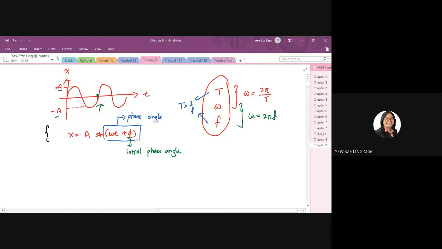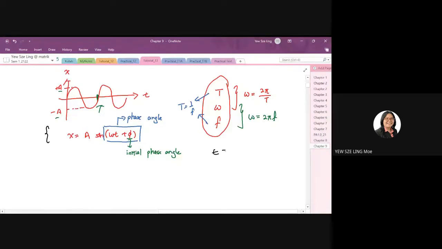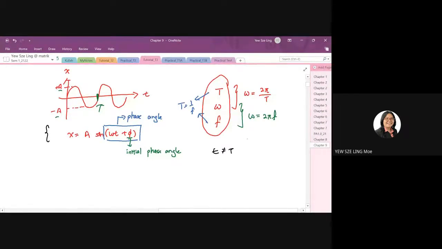So what is x? x is the displacement from equilibrium position. And then what is A? A is the amplitude, which is the maximum displacement from equilibrium position. And then omega is the angular velocity. t is the time. Small letter t and capital letter T are not the same. Capital letter T is the time taken for one oscillation. Small letter t could be at any position. And then phi is the initial phase angle.